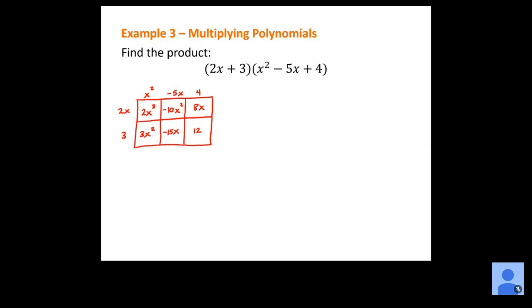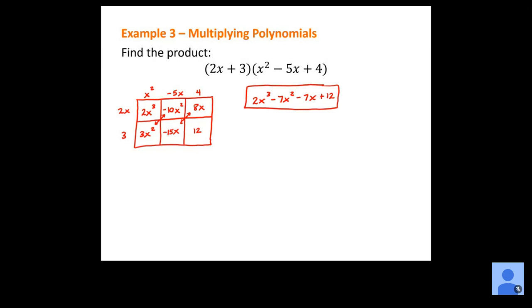Now, once we've made sure that we've multiplied everything together that we're supposed to, now we can start to combine like terms. So notice here, we have x squared terms here and here, and we have x terms here and here. So if I combine those, I'm going to keep the 2x cubed, nothing to combine that with. Negative 10x squared and positive 3x squared should give us negative 7x squared. Then we have a positive 8x and a negative 15x. Combining those should give us a negative 7x. And then finally we have the plus 12 that doesn't combine with anything. And so this right here would be our final answer.